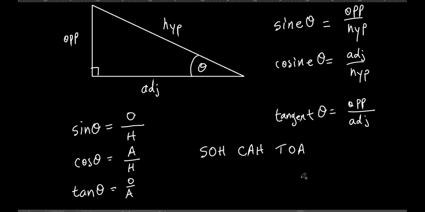Again, it's not a real word. You can say it however you want, I guess. But we say SOHCAHTOA. All right, so if you put those together, SOHCAHTOA. Everybody say it on three. Ready? 1, 2, 3. SOHCAHTOA.